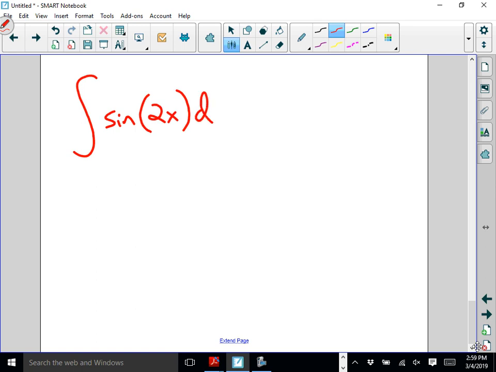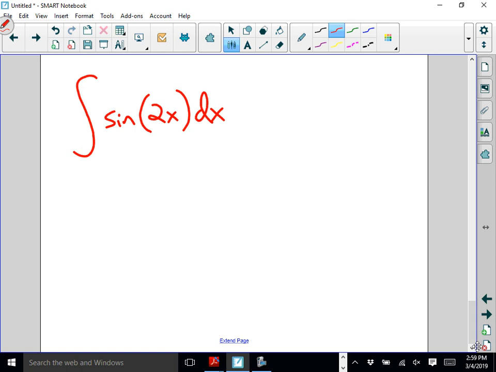Now, this one doesn't look very difficult, but it is still a u substitution problem. Now again, you might say, wait, how is this u substitution? Right? Well, the problem is that 2. If it was just the integral of sine x dx, my answer is negative cosine x plus c, and I'm done. But that 2 puts a little bit of a wrinkle in there.